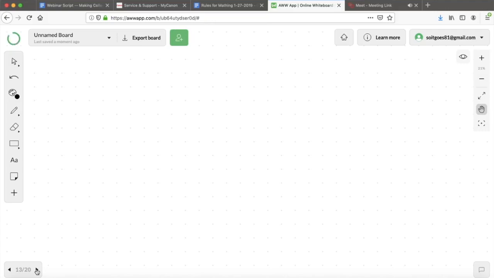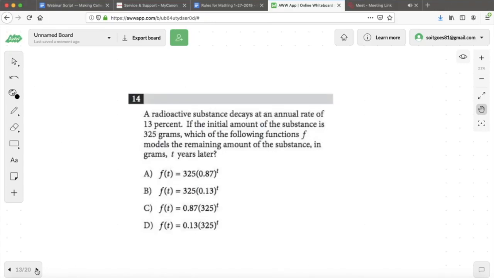I think we're back to Juliana for this question. Ooh, I like this one a lot. Go ahead and read question number 14 for us, please. A radioactive substance decays at an annual rate of 13%. If the initial amount of the substance is 325 grams, which of the following functions F models the remaining amount of the substance in grams T years later?